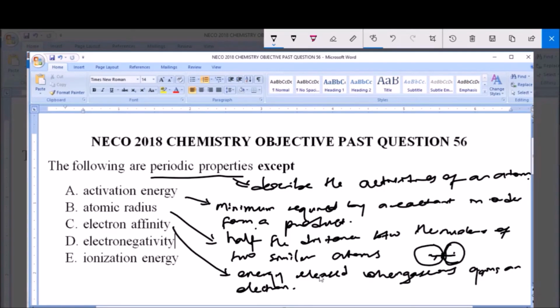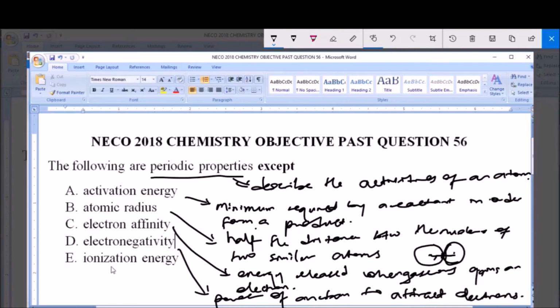Now you can see that it is affecting the activities of the atom. A gaseous atom is gaining an electron. So it is a periodic property. Now electronegativity, which is option D, is the power of an atom in a molecule to attract electrons. You will see that it still follows the same trend. It is describing the atoms of these elements.